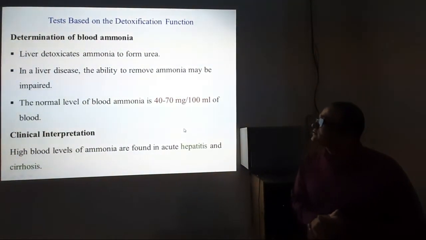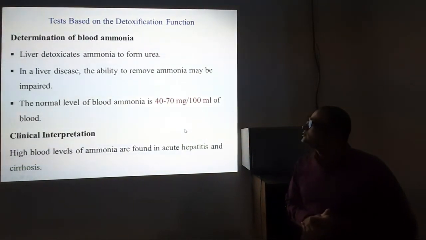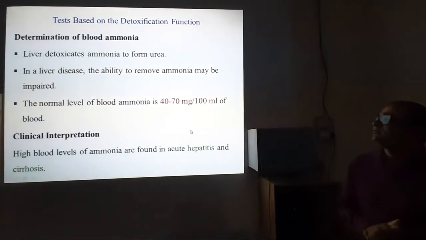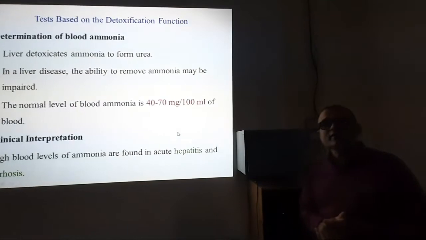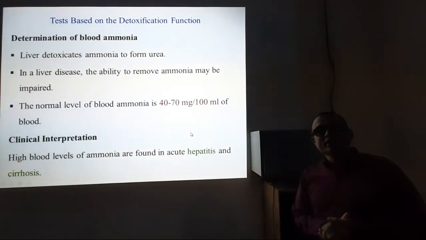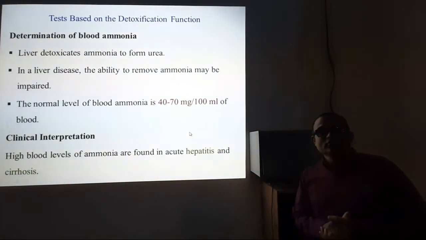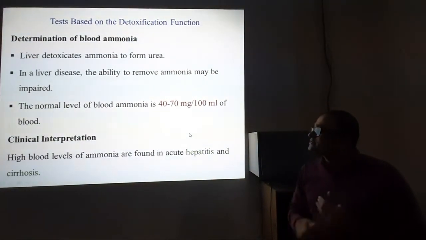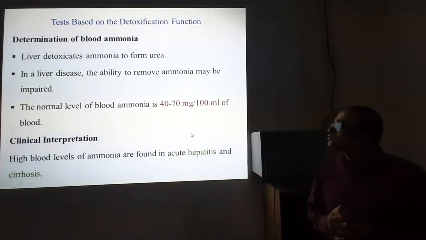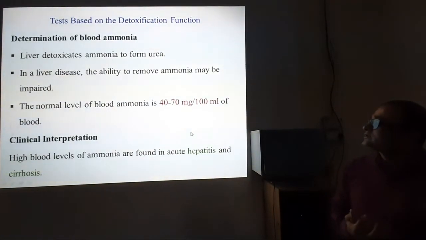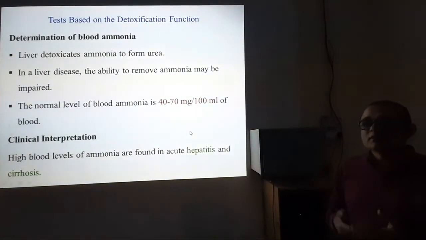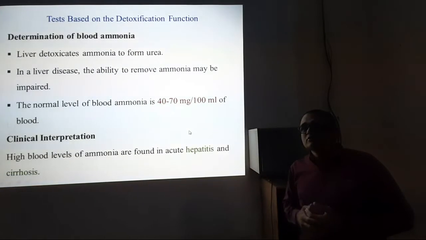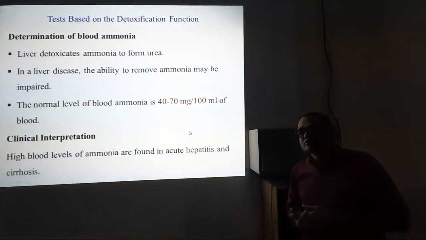The first test is determination of blood ammonia. So what does the liver do with ammonia? The liver detoxifies ammonia to urea in the urea cycle. Part of the urea cycle occurs in the liver, and there ammonia is converted into urea. So in liver disease, what happens? The ability to remove ammonia is impaired, so that will cause the toxic effects.